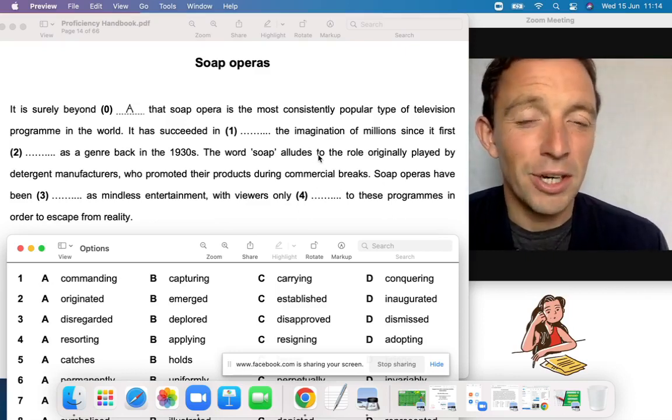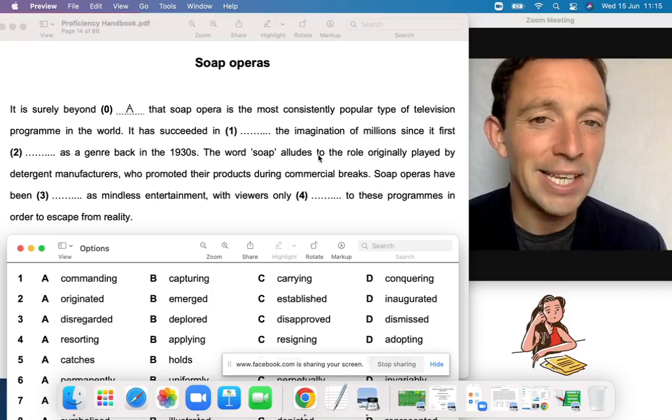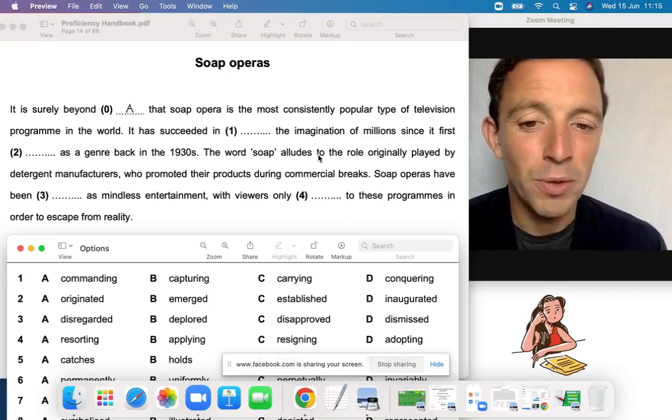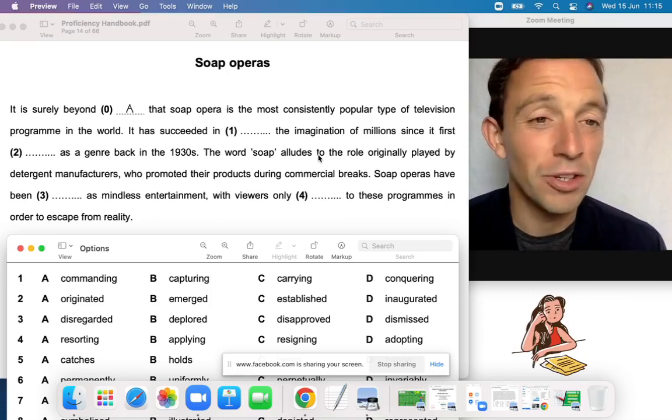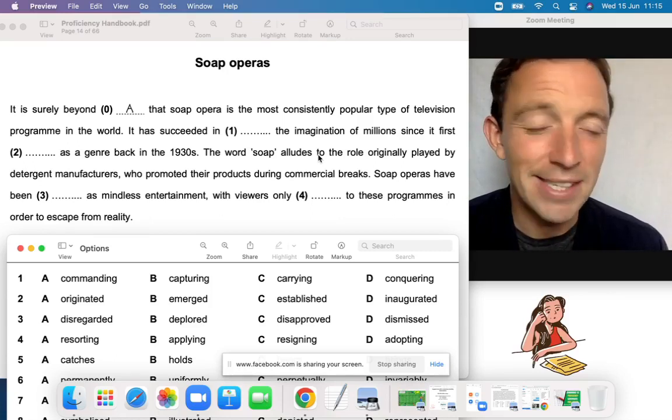Okay, number 3. Soap operas have been something as mindless entertainment, with viewers only something to these programs in order to escape from reality. So the key part here is mindless entertainment.